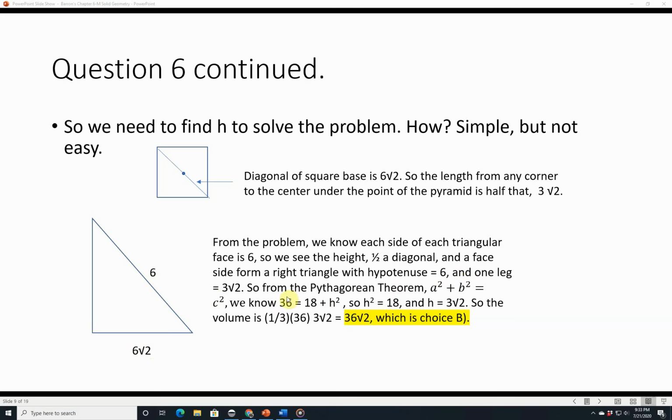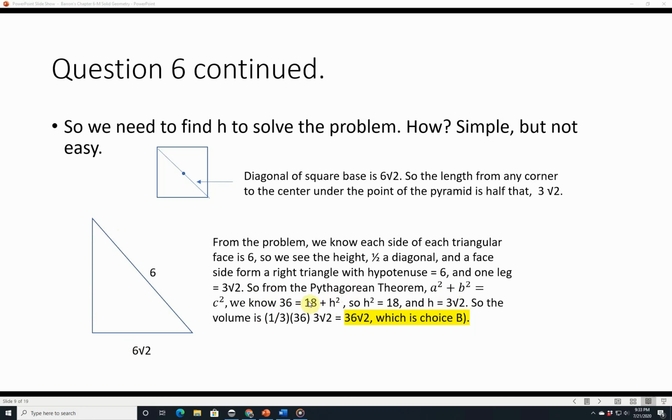Anyway, so we know that 36, which is 6 squared, is equal to 3 root 2 squared, which is going to be 9 times 2, which is 18, because you square the 3 and then you square the square root of 2, plus h squared. Oh, and I messed up here too. This shouldn't be h. H should be the hypotenuse, but oh no, it's like that old joke. I thought I was wrong once, but I was mistaken. No, this is c. This is correct because this is h. It's the height here, not the hypotenuse.